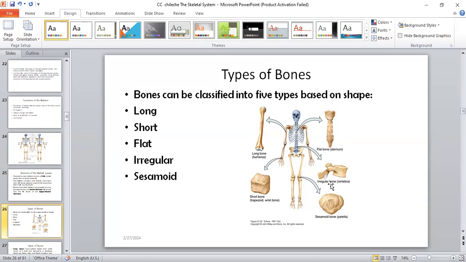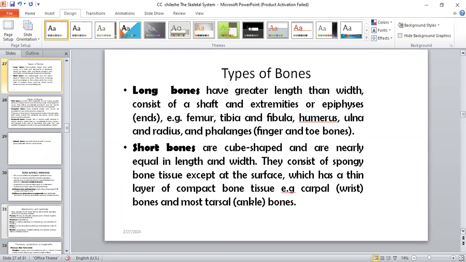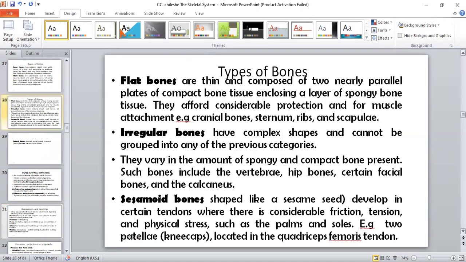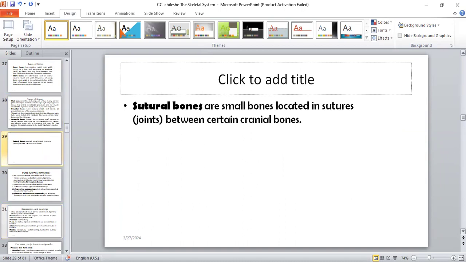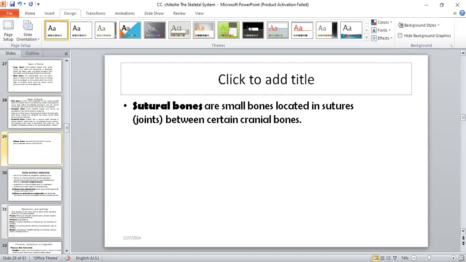And then we have another type of bones. These are known as sesamoid bones. Sesamoid bones are shaped like a sesame seed, okay, like a sesame seed, and that's why they are called sesamoid bones. An example of a sesamoid bone is the patella at the knee joint. So those are the types of bones.